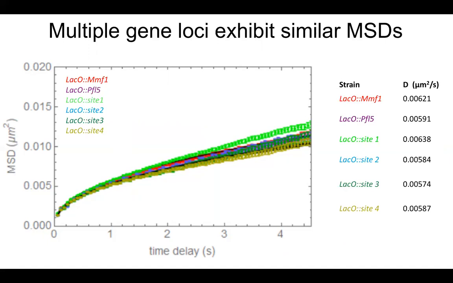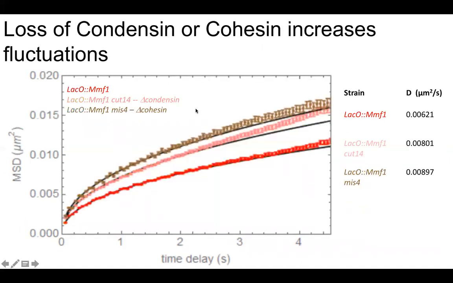Now, one of the nice things that biologists can do is that they can knock out various factors. You can stop them working. And so if you knock out either condensin or cohesin, then what we discover is that the mean square displacement goes from this red curve to this pink curve in the case of knocking out condensin, or this brown curve if you knock out cohesin. So what this tells us is that these factors are providing a constraint on the chromatin dynamics.